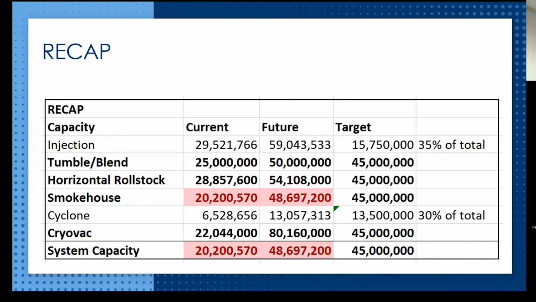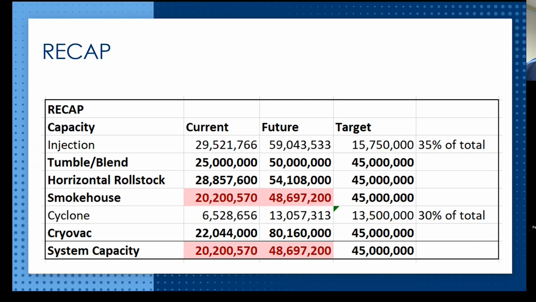Now, since we've gone through this particular process, we've identified capacity for each one of the pieces of equipment in the process. Now we want to roll that up into a recap. So you can see here that we have the injection, tumble, horizontal roll stock, smokehouse, cyclone, and cryovac. Now, it's very simple in Excel. I go in and do an at-min statement, which makes it very easy to pull out what the capacity constraint is, your lowest number outside of the cyclone, because it was going to only be doing partial of the product.